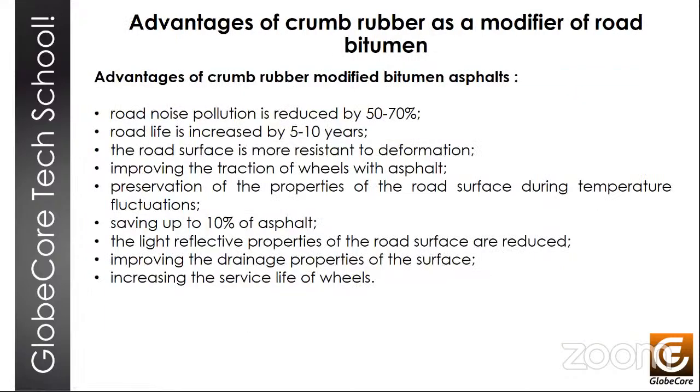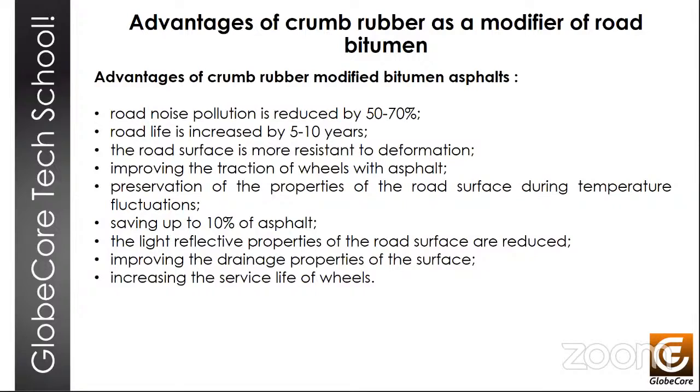All right, so the following slide, we're going to talk about the advantages of asphalts obtained from bitumen modified with crumb rubber. And these are reduced noise pollution from the roads, and the reduction is significant. So the noise is reduced by 50 to 70%. And this makes it possible to actually build roads much closer to residential areas without affecting the environment by noise.